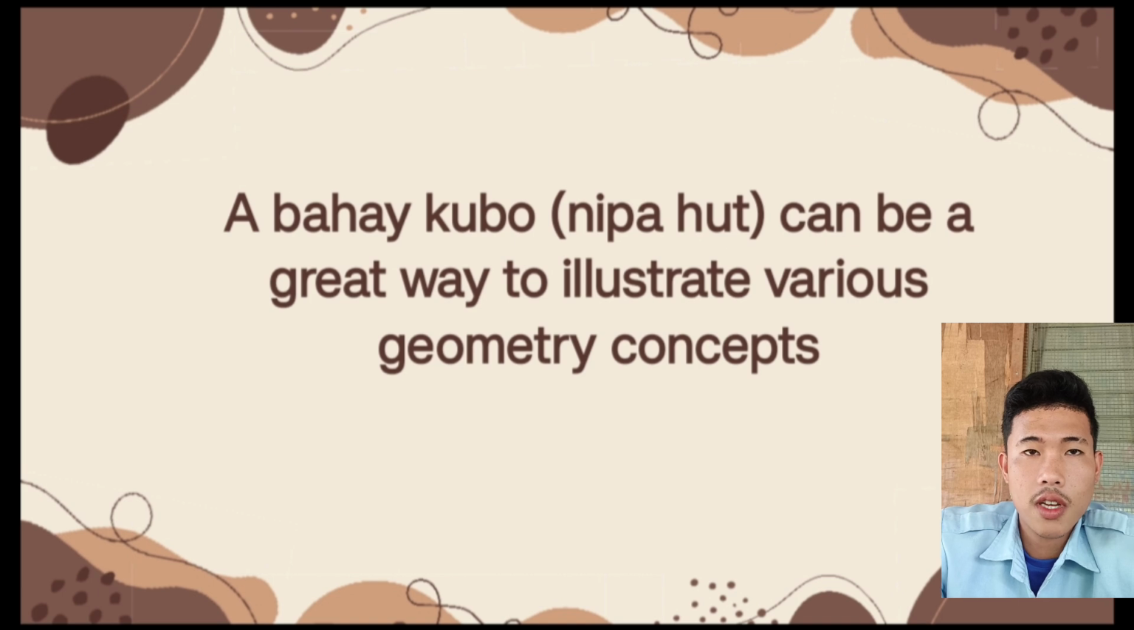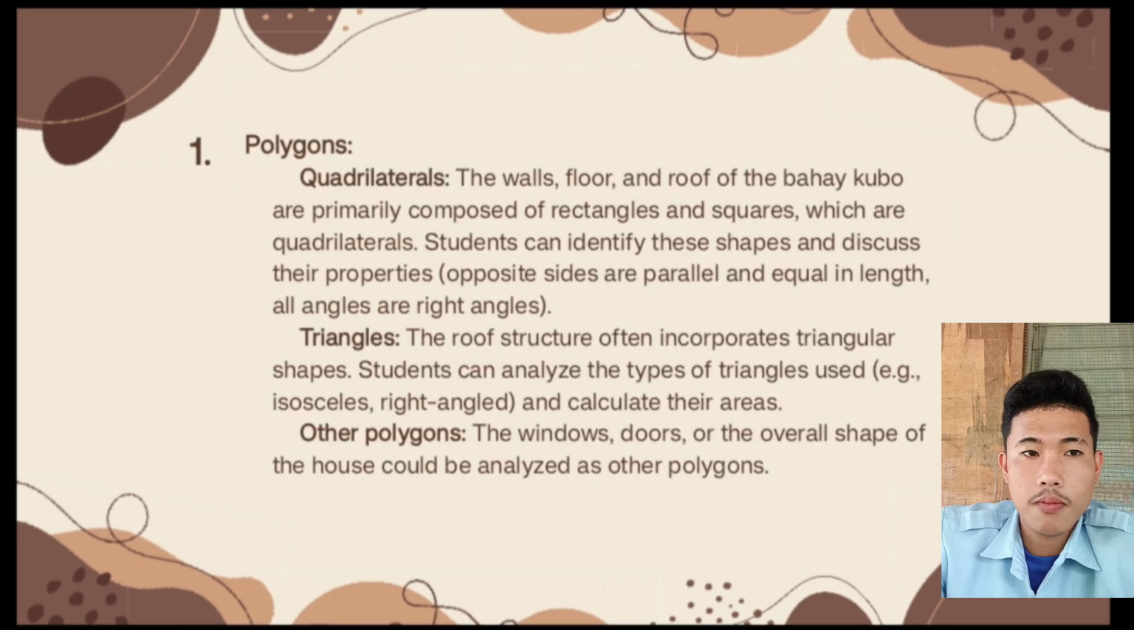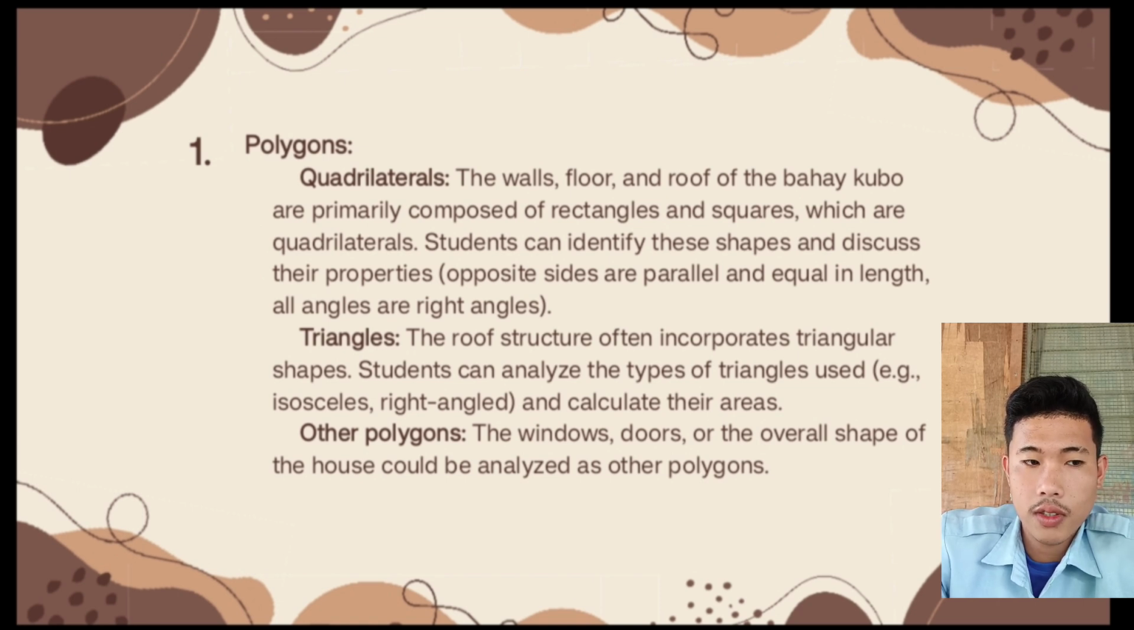For example, the bahay kubo or nipa hut can be a great way to illustrate various geometry concepts. Polygons. What are polygons? A polygon is a plane figure made up of line segments connected to form a closed polygonal chain. The segments of a closed polygonal chain are called edges. Examples of polygons are quadrilaterals.